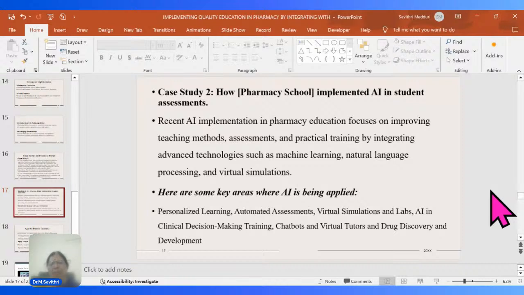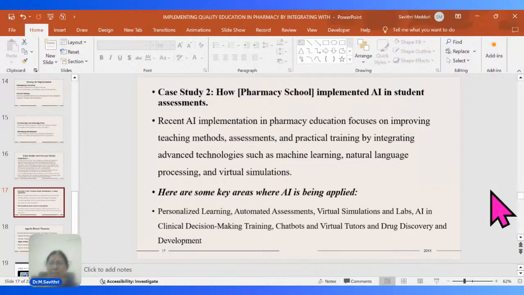Here are some key areas where AI is already being applied: personalized learning, automated assessment, virtual simulation in labs, AI in clinical decision making training, chatbots as virtual tutors, and drug discovery and development. The personalized learning is up to the candidate, and all of it is available. AI and automated assessments, as I have explained, virtual simulation in the labs, and AI in clinical decision making training.